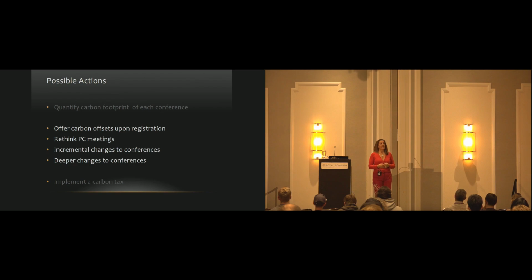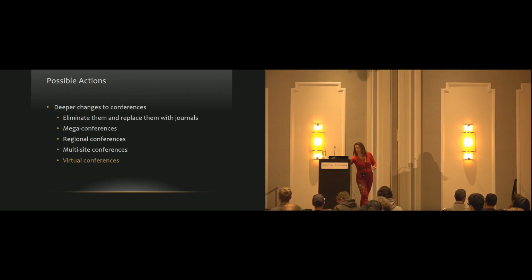So instead of having just UIST in one place one time a year, let's just say that we have an event UIST that's going to have a locus in Asia, another one in North America, another one in Europe, so a multi-site conference that will happen at the same time, for example. Or let's put all of the SIGCHI conferences all together, one mega conference, for example. Okay, these are deeper changes.